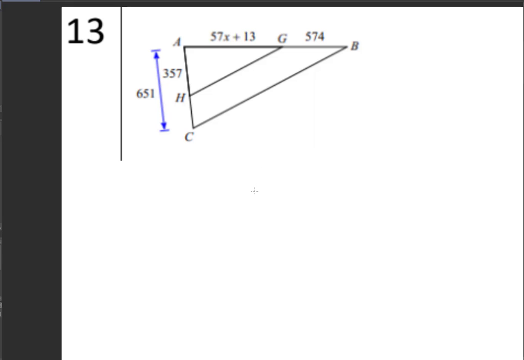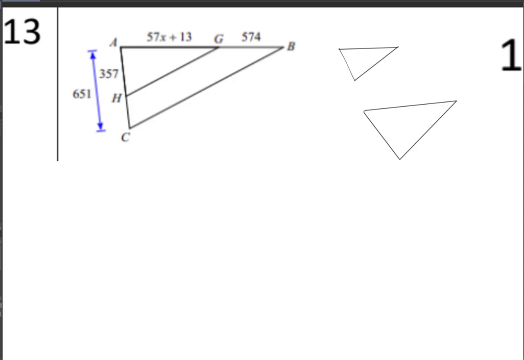It was 13. I'm going to recognize that these are two similar triangles. If I wanted to, I could split up these triangles. I would have this triangle here, and I would also have the bigger version of that triangle. Of those two triangles, you could list out the sides. This is 57x plus 13. You don't have to do this step, it just helps some people see it.